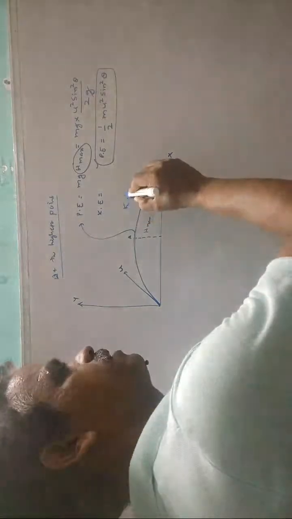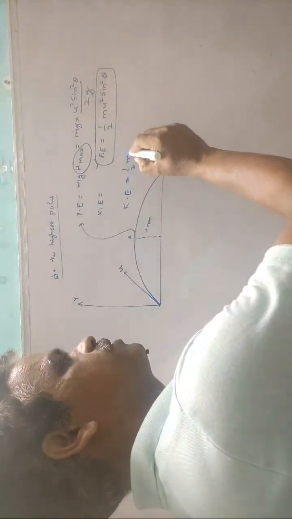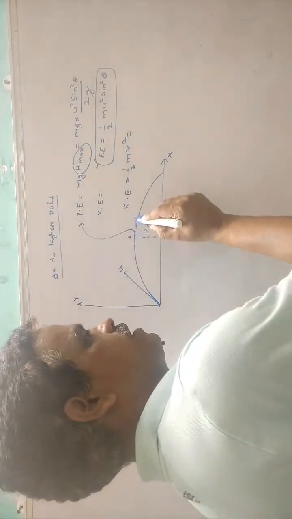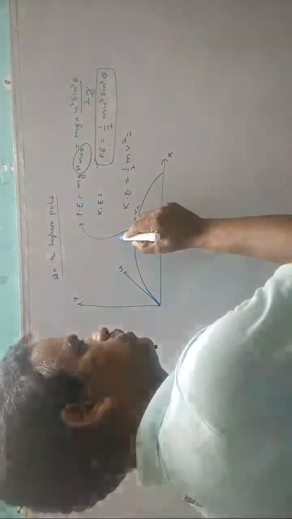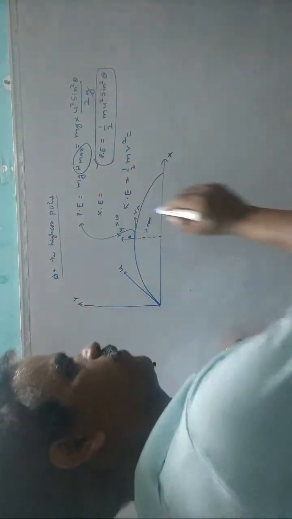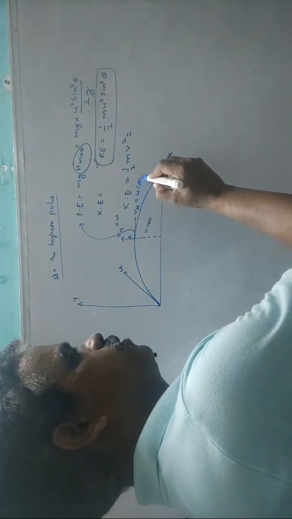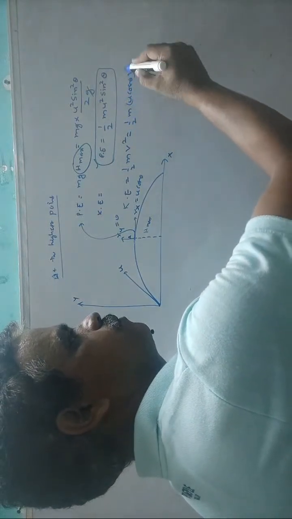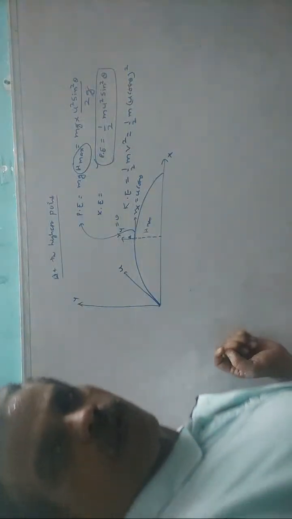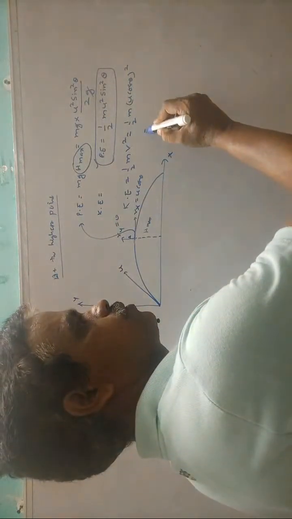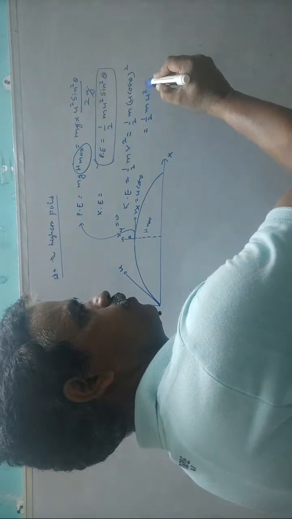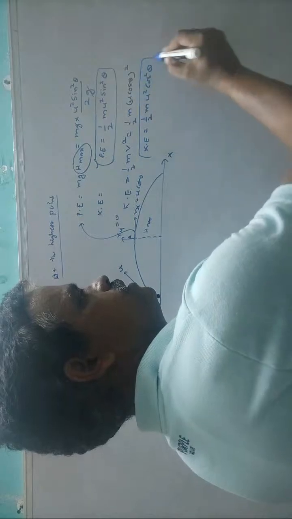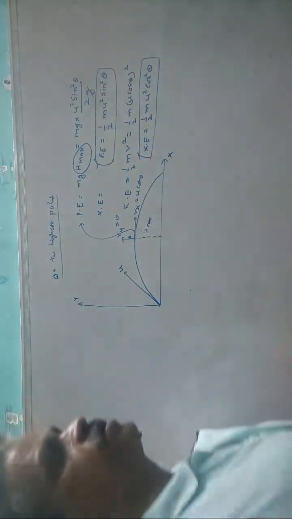So what about kinetic energy? Generally we have the kinetic energy formula half m v square. So at maximum height it has only the vx component. There is no vy component, that is equal to 0. What is vx? u cos theta, half m u cos theta whole square. Half m u square cos square theta. So this is kinetic energy.